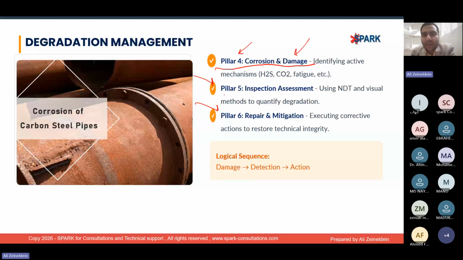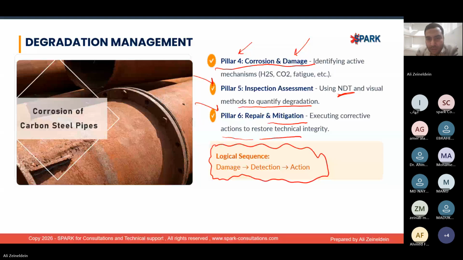Pillar number 5, inspection and assessment, utilizing NDT and visual methods to quantify degradation. Pillar number 6, repair and mitigation actions, executing corrective actions to restore technical integrity. So the sequence for degradation management is to identify the damage, detect it, and then take a proper action.